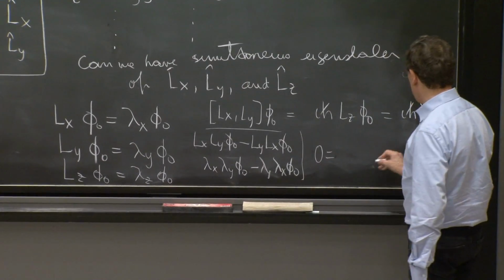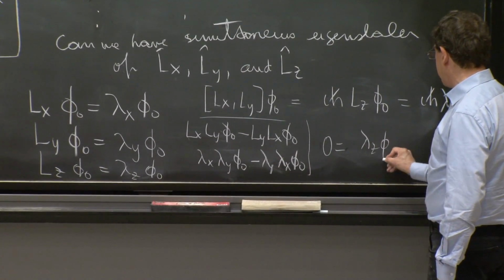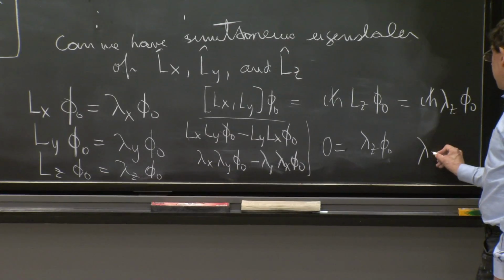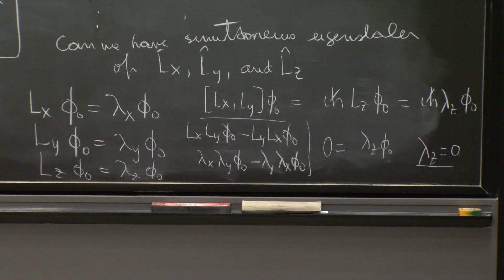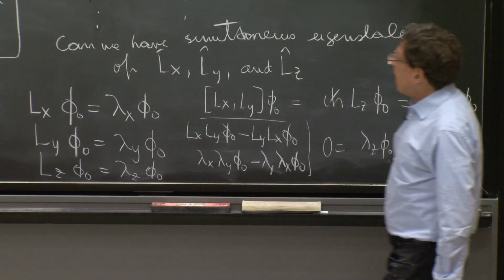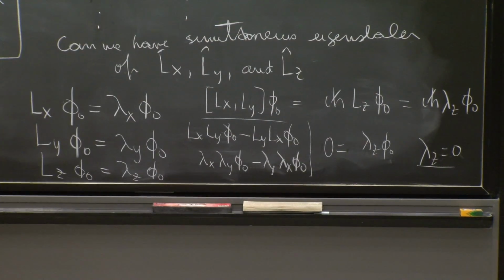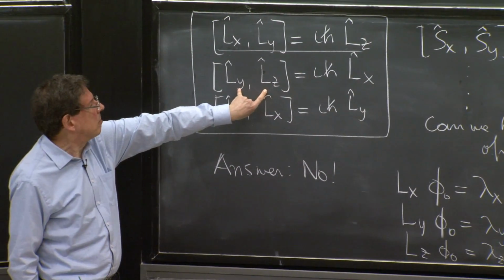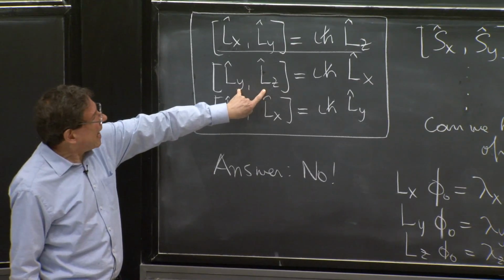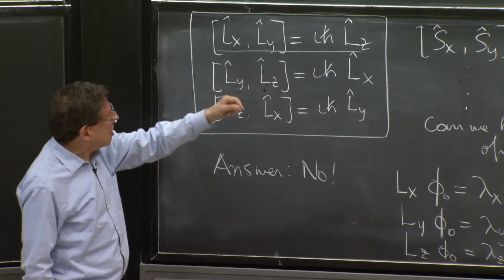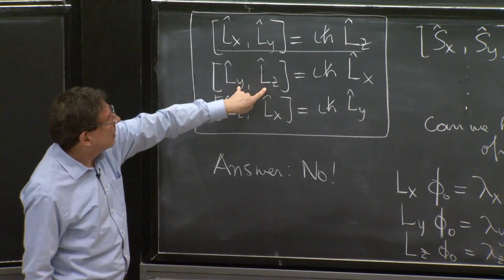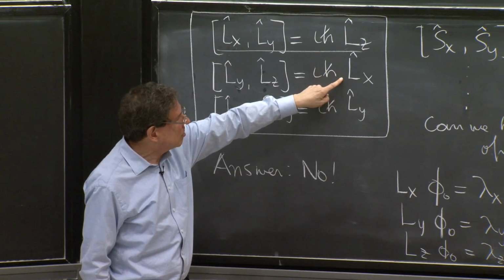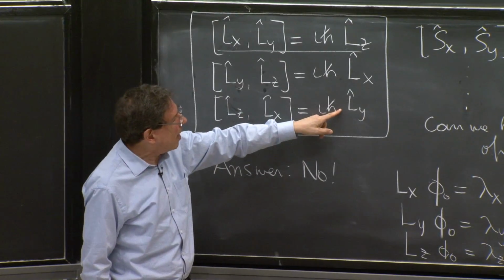0 is equal to i h bar lambda z phi naught. So you get that lambda z must be 0, if you have a non-trivial state. By the other commutators, this commutator applied to phi naught would be 0 again, because each term produces a number and the order doesn't matter. But then it would show that lambda x is 0. And this would show that lambda y is 0.